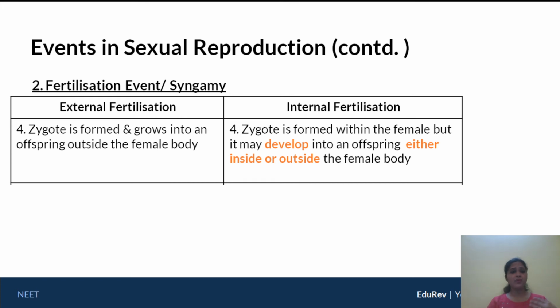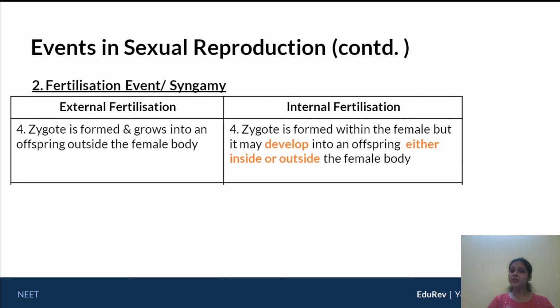Moving on. Now external fertilization, obviously since fertilization is occurring externally, the zygote will also be formed outside the female body. But in case of internal fertilization, since the fertilization process is within the female body, we have an option here. Either the zygote is formed within the body, for example in case of humans, the zygote is formed within and it grows within, continuously.